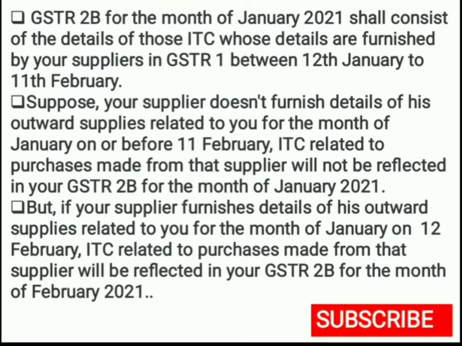Say for example, GSTR2B for the month of January 2021 shall consist of the details of those ITC whose details are furnished by your suppliers in GSTR1 between 12th January to 11th February. Suppose your supplier does not furnish details of his outward supplies related to you for the month of January on or before 11th February, ITC related to purchases made from that supplier will not be reflected in your GSTR2B for the month of January 2021. But if your supplier furnishes details of his outward supplies related to you for the month of January on 12th February, ITC related to purchases made from that supplier will be reflected in your GSTR2B for the month of February 2021.